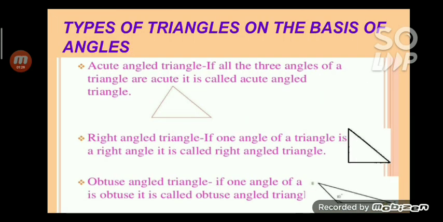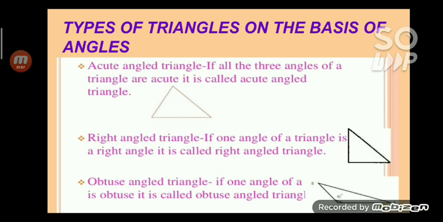Types of triangles on the basis of their angles. The first one is the acute angle triangle. If all three angles of a triangle are acute, it is called an acute angle triangle. Do you know what an acute angle is? Acute angles are those angles which have a measure greater than 0 and less than 90.